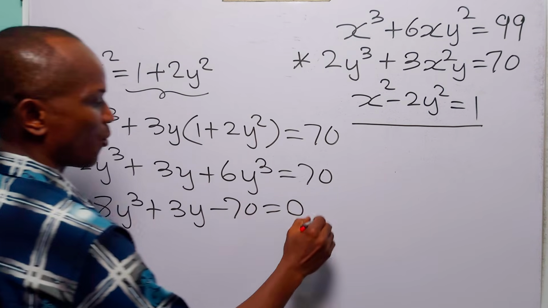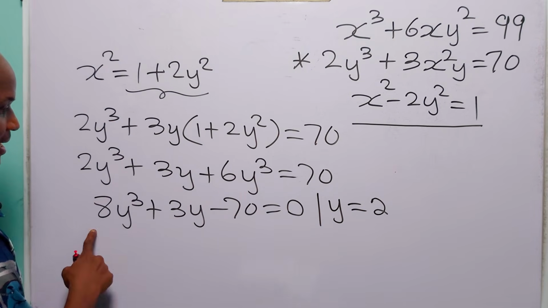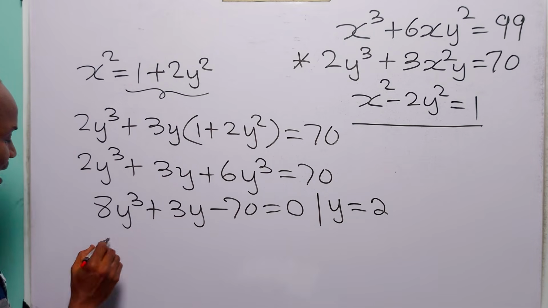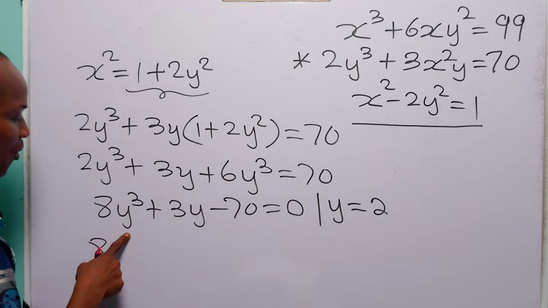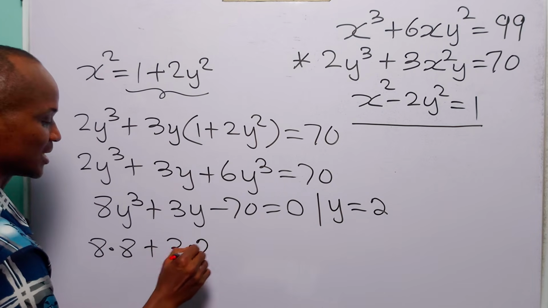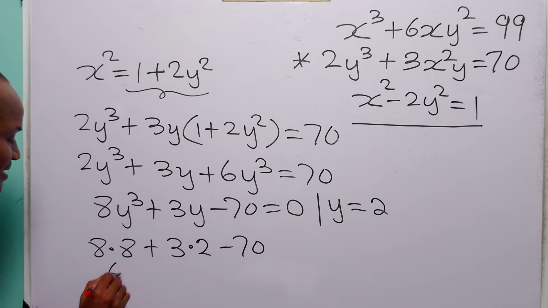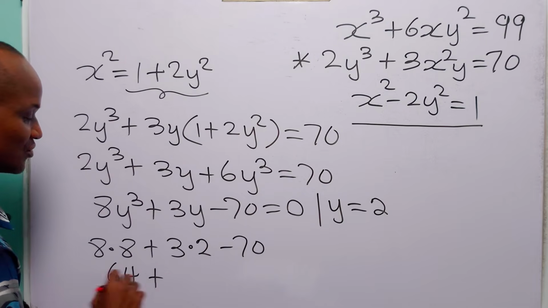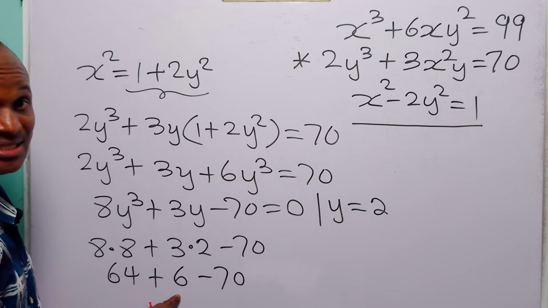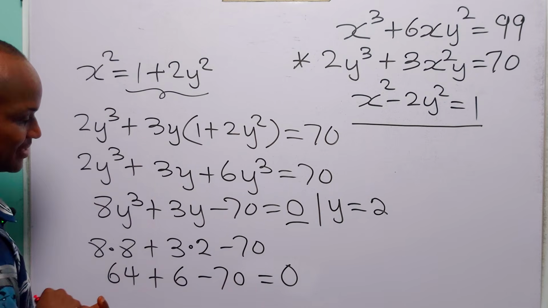Now notice that when y is equal to 2, the left hand side of this equation is equal to the right hand side, because here we have 8 times 2 cubed, which is 8, plus 3 times 2 minus 70. Now 8 times 8 is 64. 3 times 2 is 6, minus 70. Now 64 plus 6 is 70. 70 minus 70 is equal to 0.